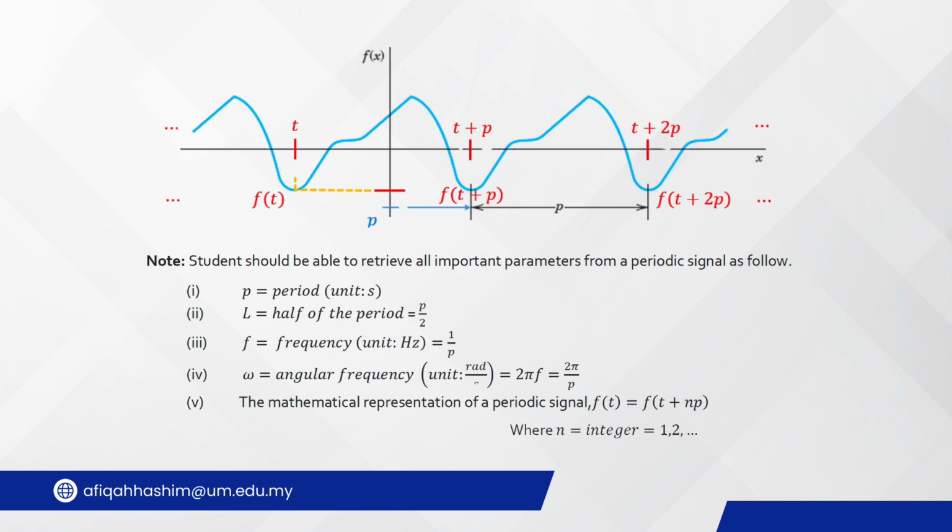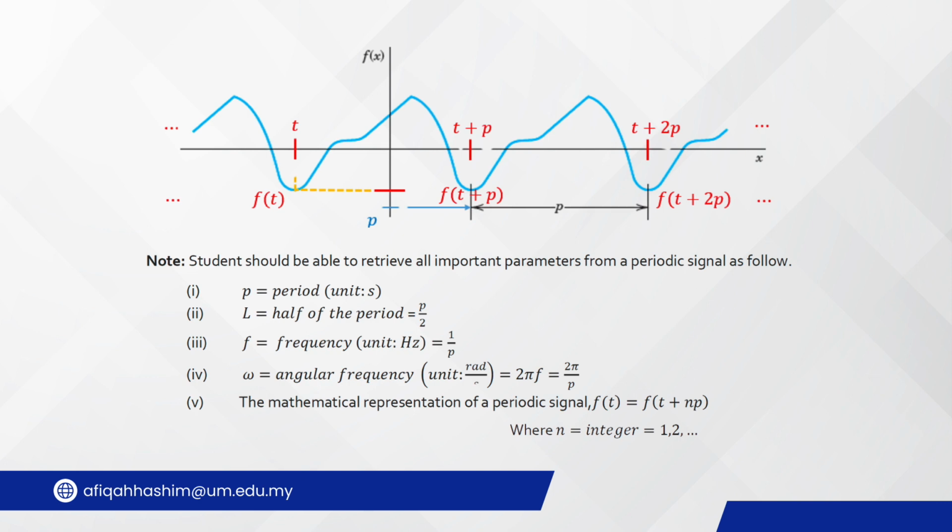So P, if you see, is the period, as I stated earlier, the period of one cycle of the signal. The unit for period is the second, and L is half of the period. Okay, period divided by 2 is equal to L, or period is equal to 2L. And frequency, in the unit of hertz, is equal to 1 over P. F is equal to 1 over P.